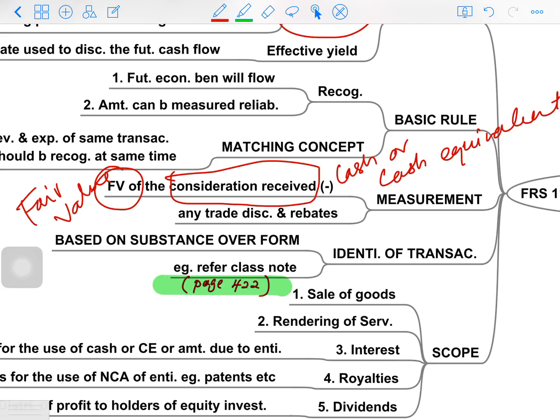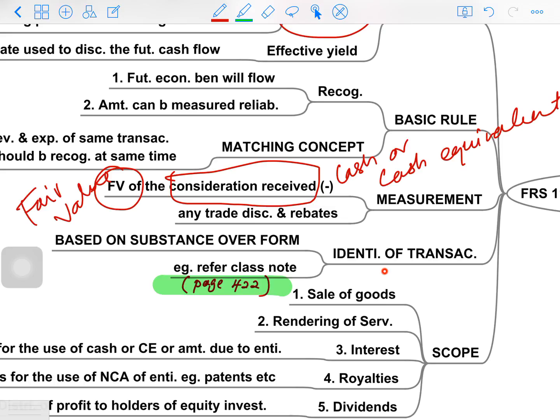Next we have, in terms of identification of transaction, normally it will be based on the substance over form concept, meaning that we look at the substance of a transaction. Okay, for example, refer to class note, meaning refer to your note lah. This is discussed in this chapter on page 422.